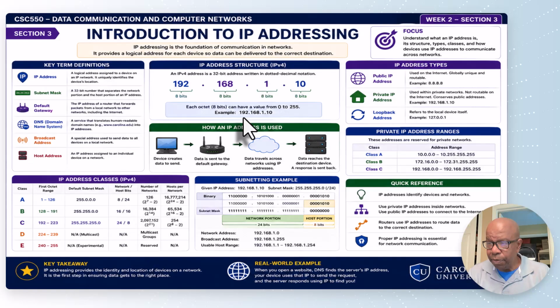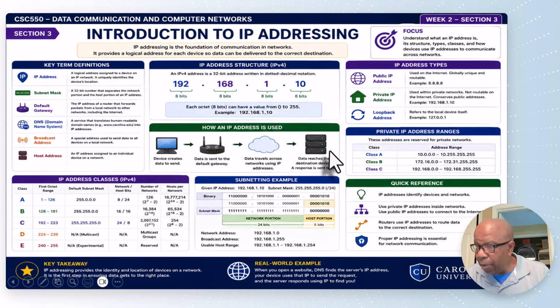Okay, so how IP addresses are used: a device creates data, data is sent to a default gateway, and data travels across the networks using the IP address, which is the unique location of the device that sent the data. And then that reaches the destination device. The key thing here is there's an ID associated with information that's sent to that particular receiver.